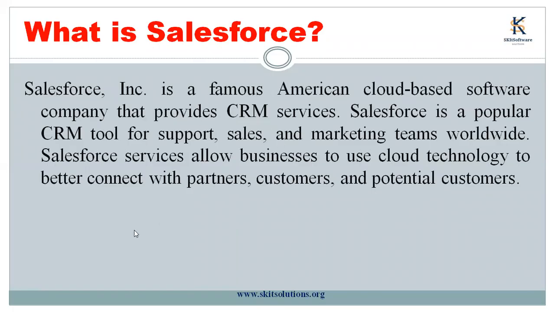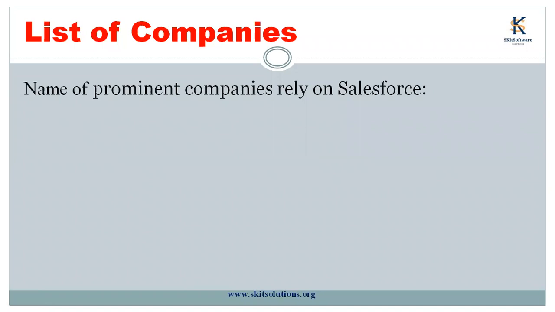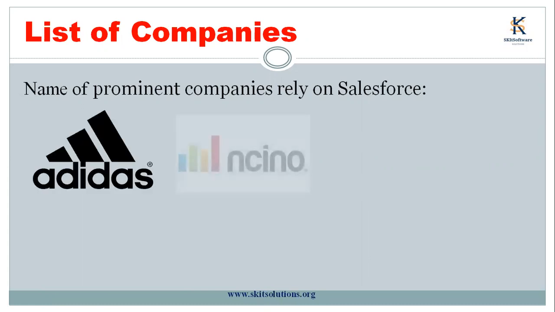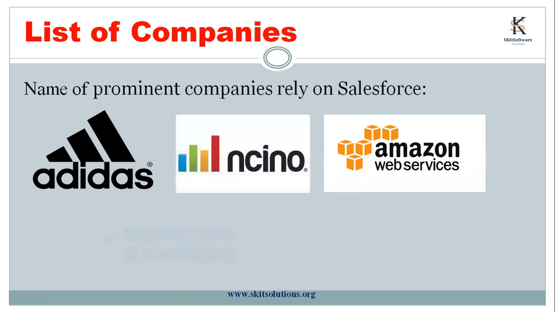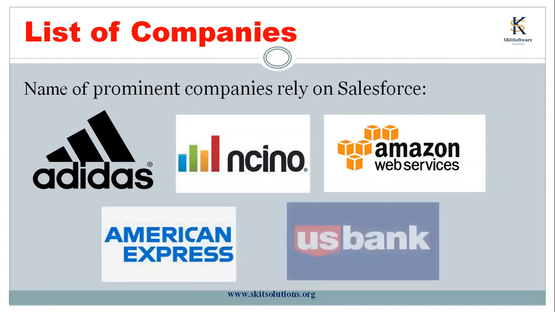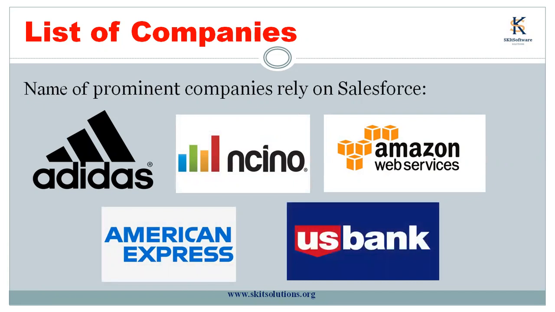So you got the understanding, yes, this is an American cloud-based software. Now, we have some companies in which Salesforce is used in a very vast way. So there are some company names which I have added: Adidas, Encino, Amazon Web Services, American Express, US Bank, Bank of America. Encino is also a banking operating system, and this operating system is also based on Salesforce. So many more companies we have. This is just a few prominent company names I have chosen.